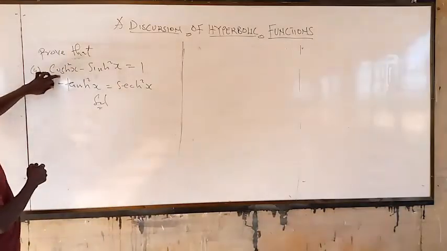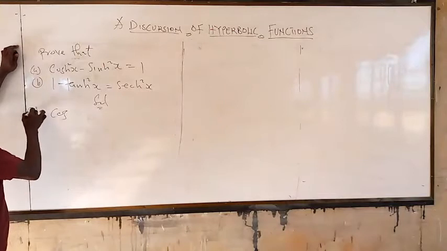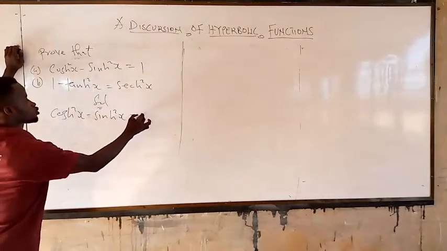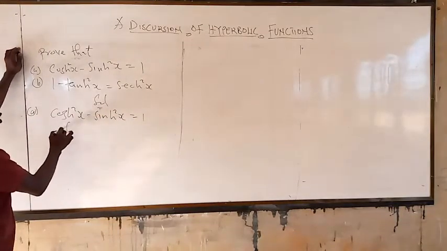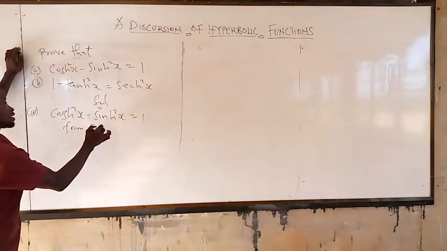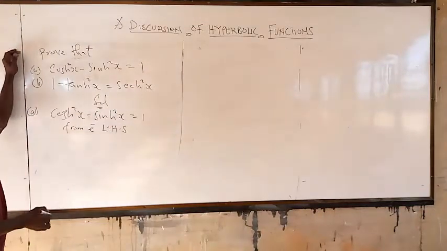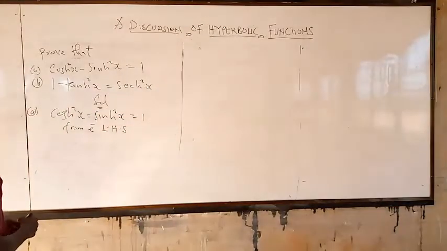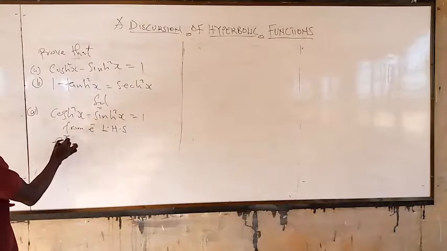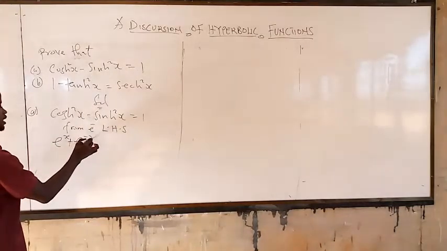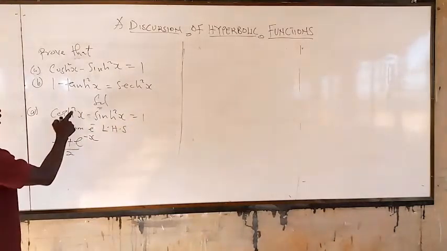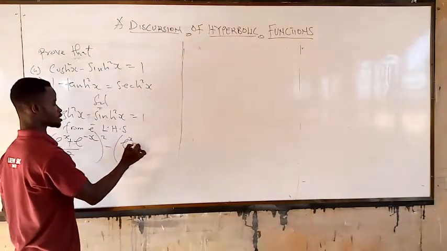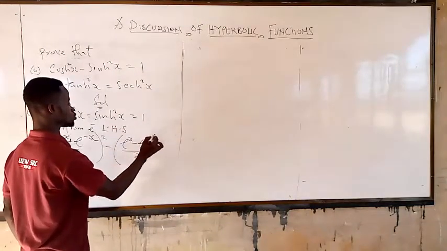Now we know that with this, A, cosh² S minus sinh² S is equal to 1. Right? So from the left hand side, let's use the left hand side to prove the right hand side. We know cosh S to be e raised to power S plus e raised to power negative S, all this over 2, all square, minus e raised to power S minus e raised to power negative S, all this over 2, all square.